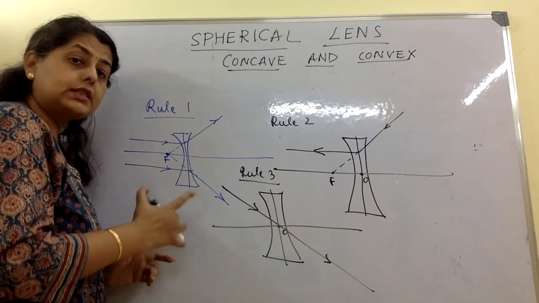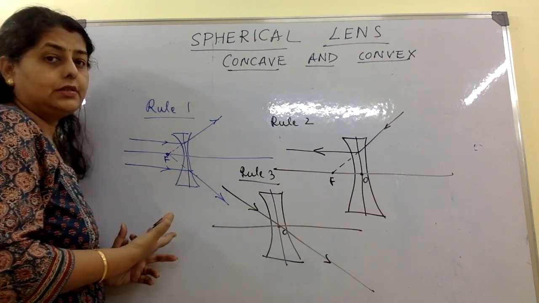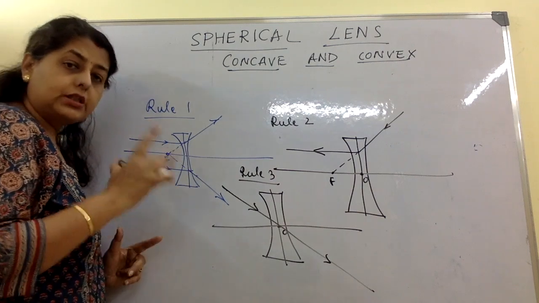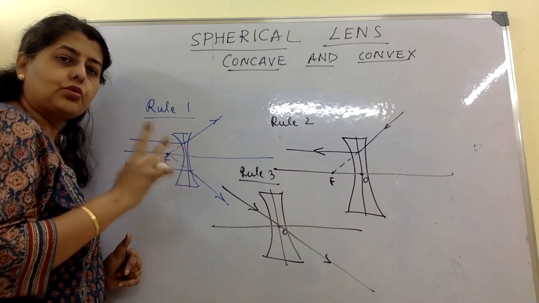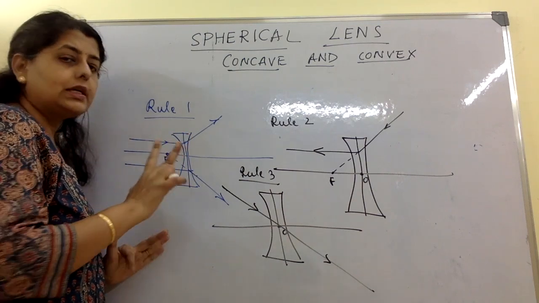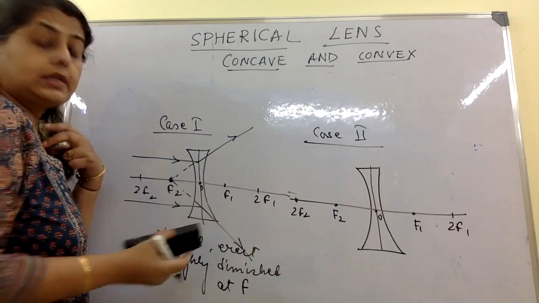Now we are going to use these rules in our further cases of concave lens. But the good news is that concave lens has only 2 diagrams. Okay, 2 diagrams, and concave lens gets over, it does not have 6 diagrams. So this is our next diagram.